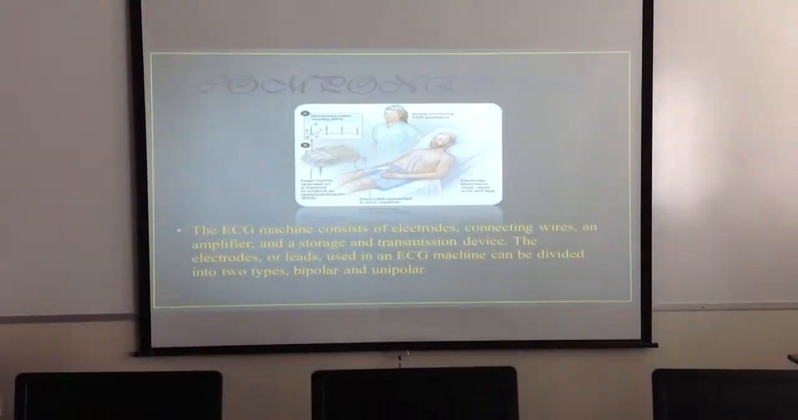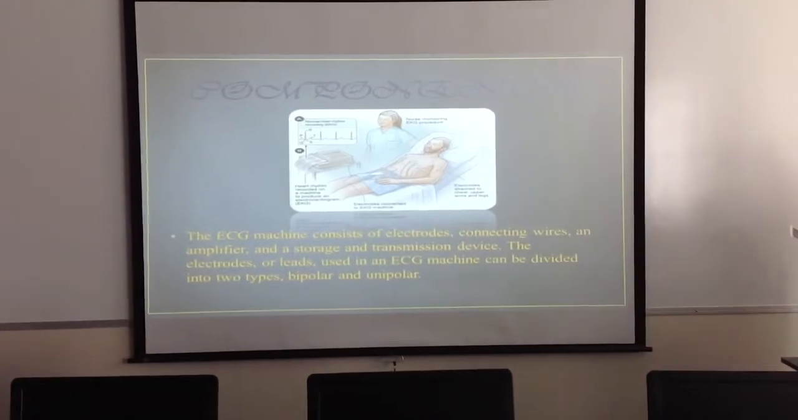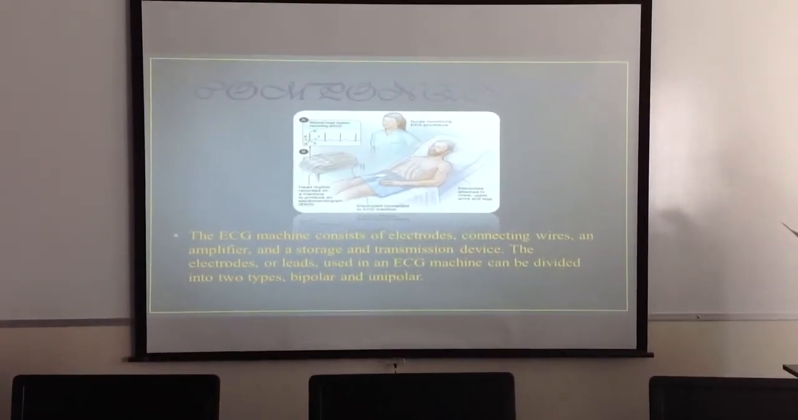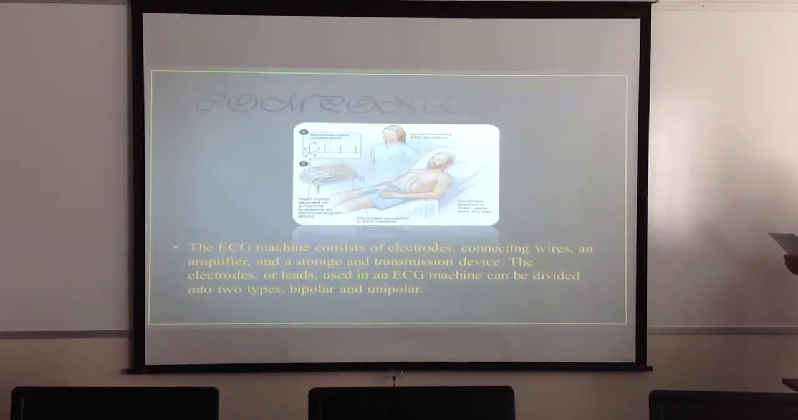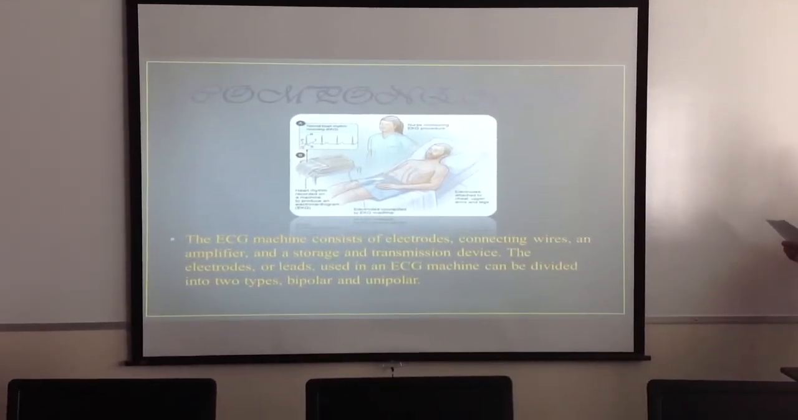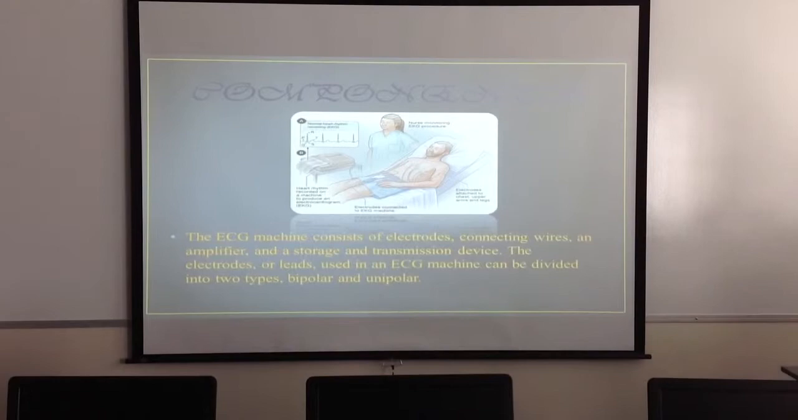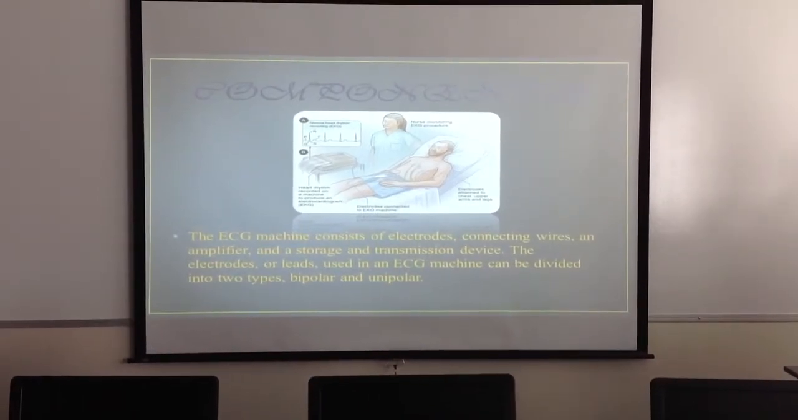Basically, in its components, the ECG machine consists of electrodes, connecting wires, an amplifier, and a storage and transmission device. The electrodes or leads used in an ECG machine can be divided into 2 types, bipolar and unipolar.